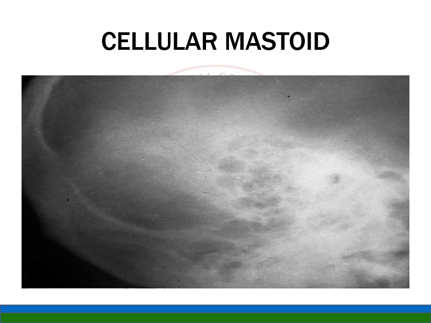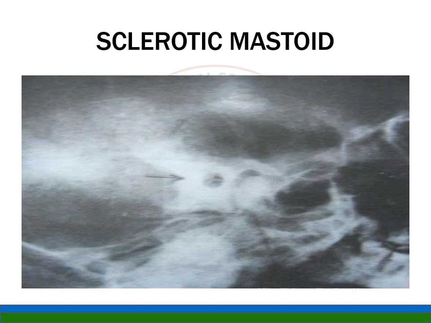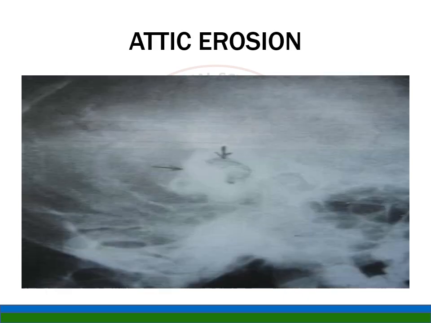See this X-ray, you can see a very good cellular mastoid. The mastoid is very cellular, that's why it is very black, filled with air. Here is diploic, a few black air cells and a few white cells meaning sclerotic. Here you can see everything is white. This is the external auditory canal and everything is white in color, so it is a sclerotic mastoid. In the attic region, the arrow mark shows erosion of the attic bone, and you can see it in the X-ray.